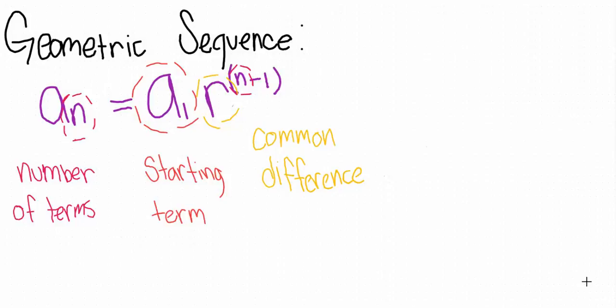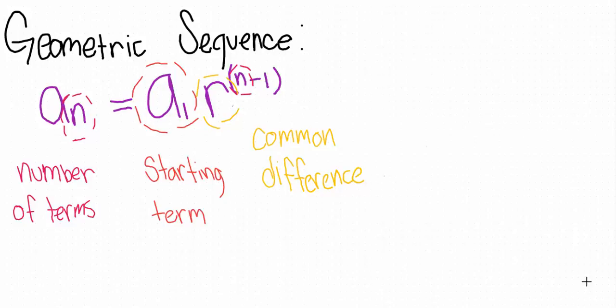A geometric sequence is a sequence of numbers where each term after the first is found by multiplying the previous term by a common difference. The formula for a geometric sequence is an equals a1 times r to the power of n minus 1.